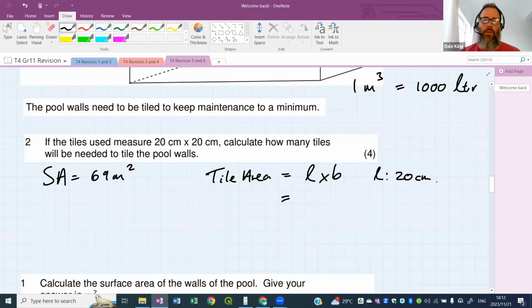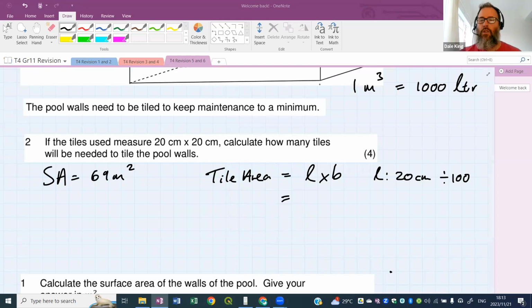How do we change centimeters to meters, everyone? You can type it in chat. How do we change centimeters into meters? What do we do? Come on, everyone should be able to do this. We're going to divide by 100, all right, because there's 100 centimeters in a meter.